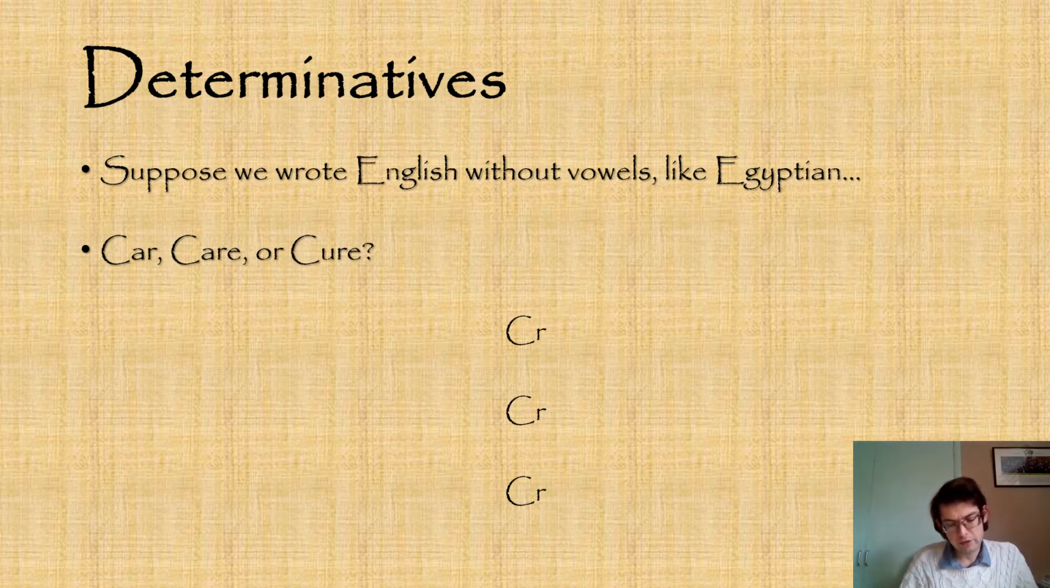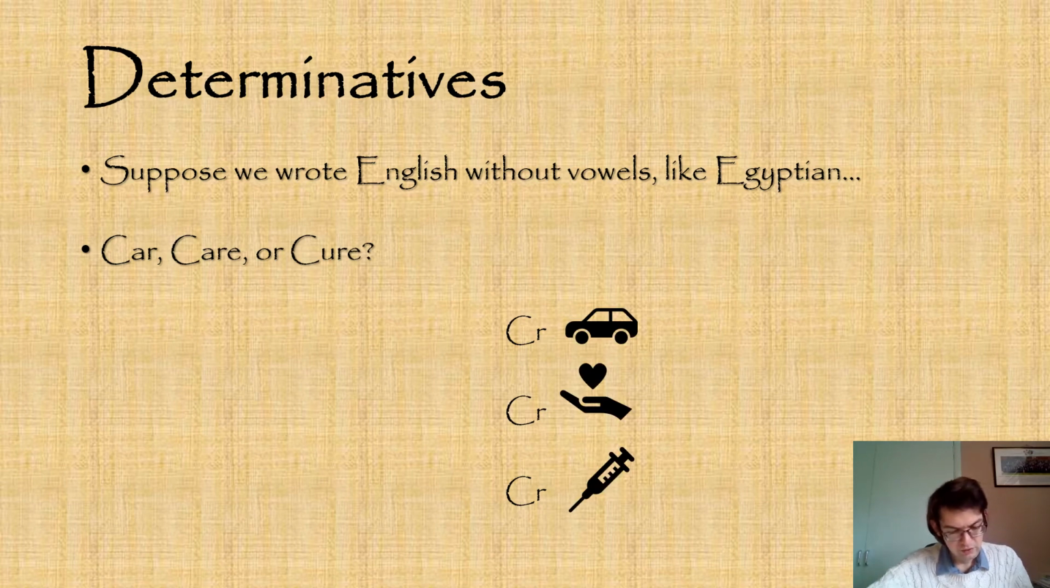Well, how about adding a little picture after each of the words to give the reader an idea of what we're talking about? So maybe we could have a car to denote that the first set of consonants means car, a little hand and heart to show that the second set of consonants stands for care, and maybe a medical syringe representing a cure in the final example. So by adding these pictures, we can now distinguish the words once again, while the presence of the consonants is still necessary because it tells us which particular word is being used.